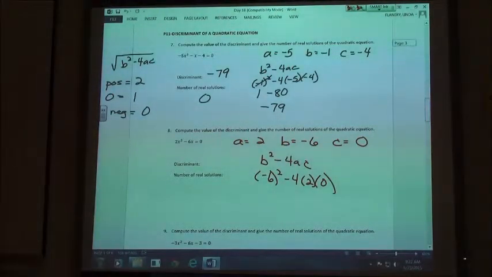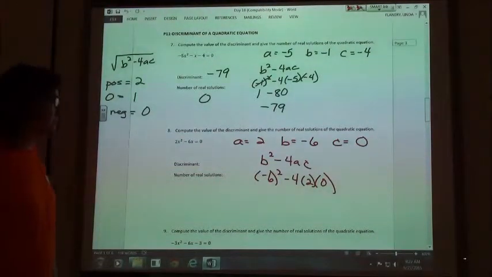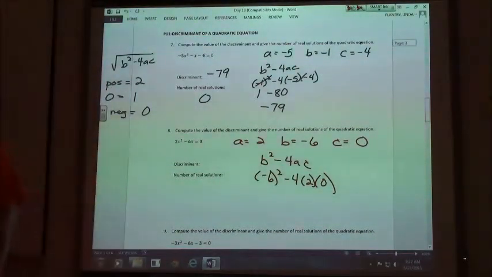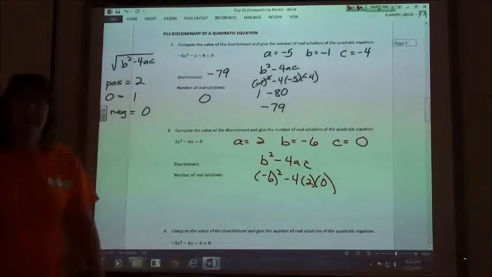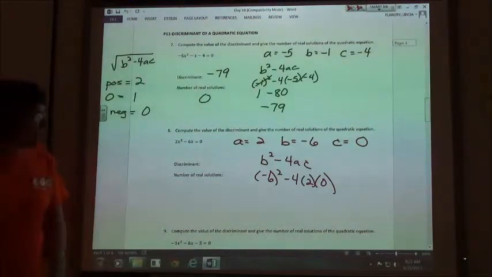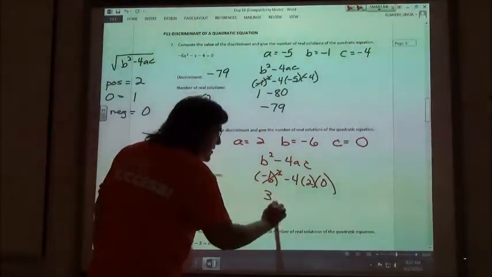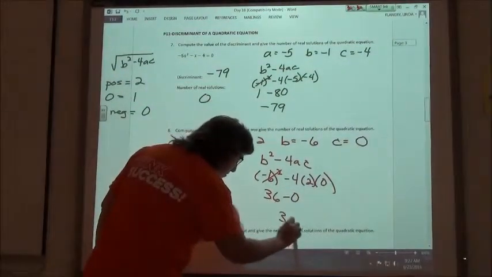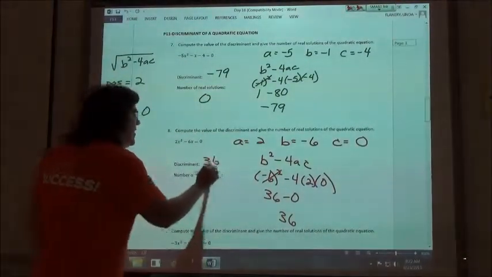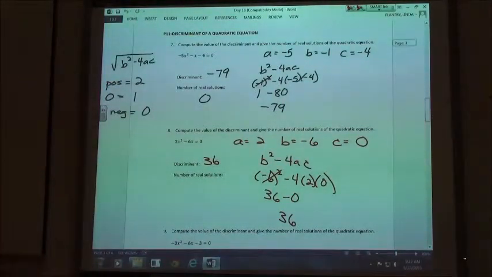So if I figure out what that value is, 36. -6 squared is 36. Anything times 0 is 0. So I just get 36. And if my discriminant is a positive 36, how many real solutions would I get? 2.